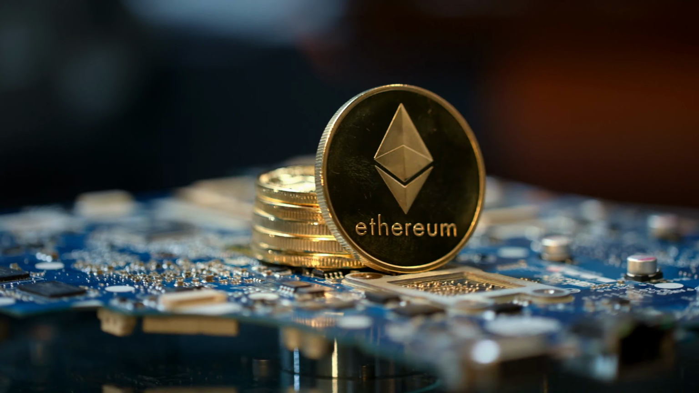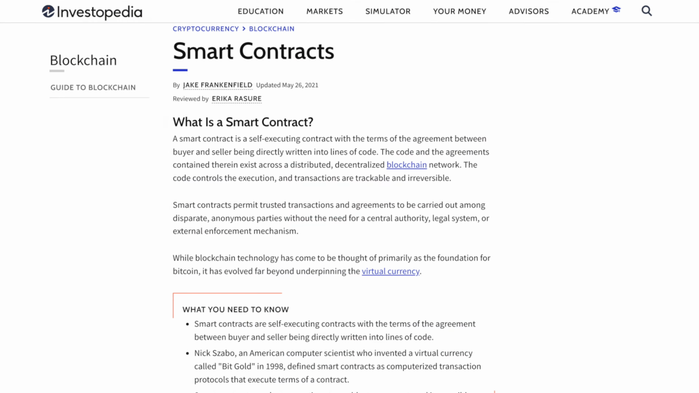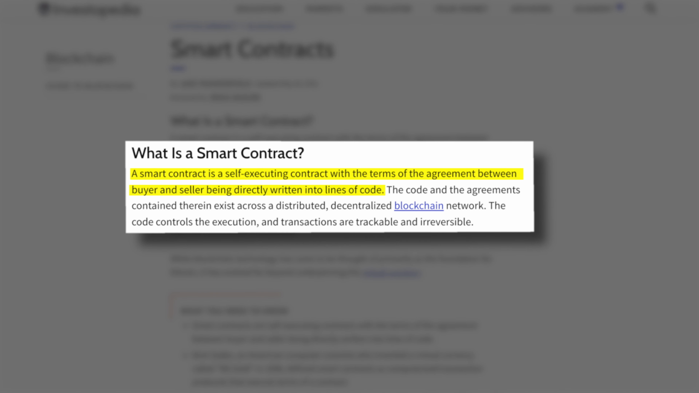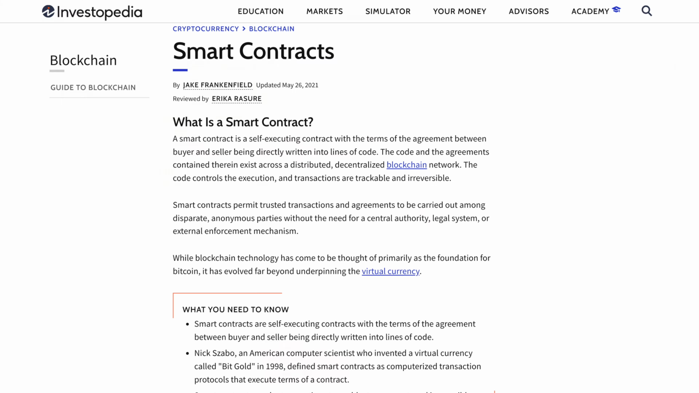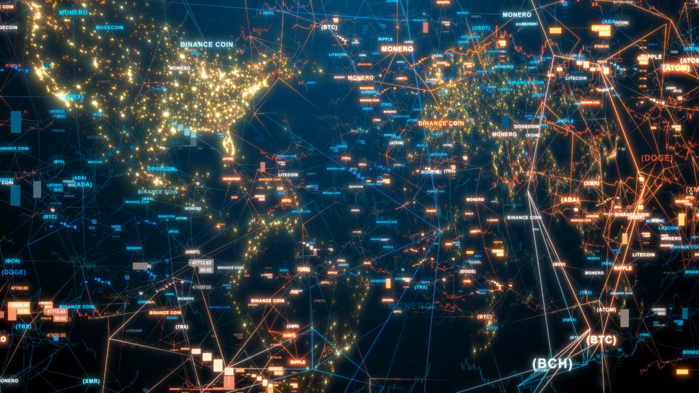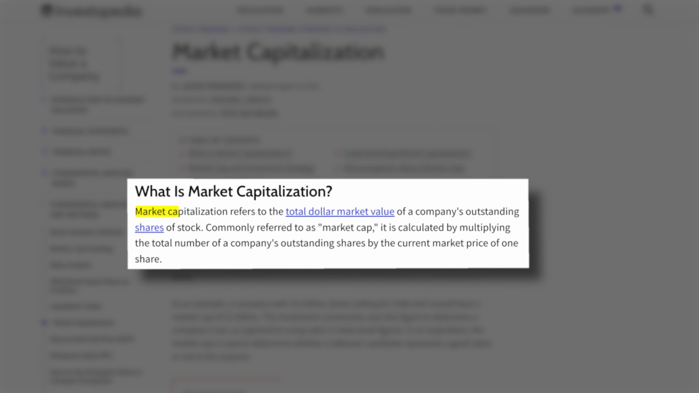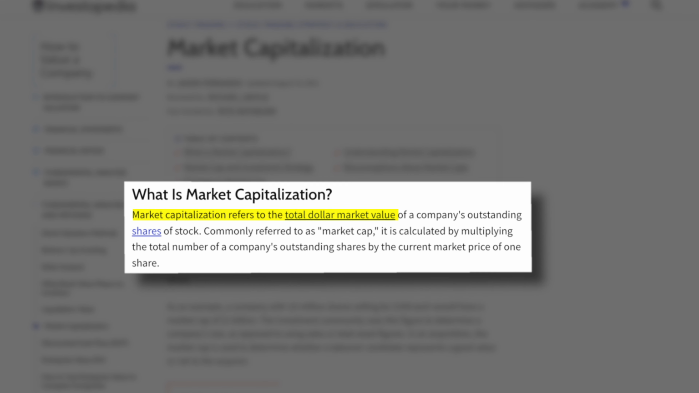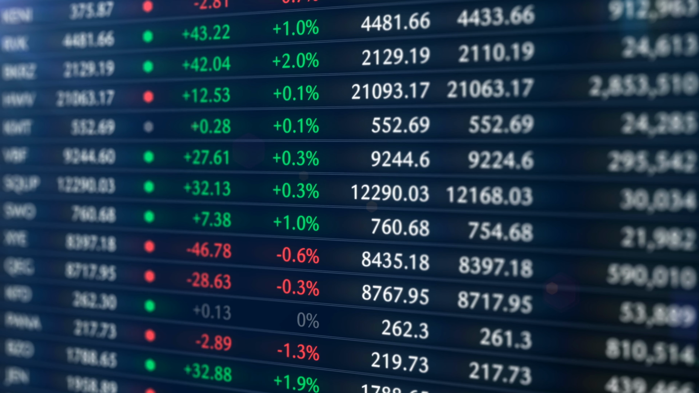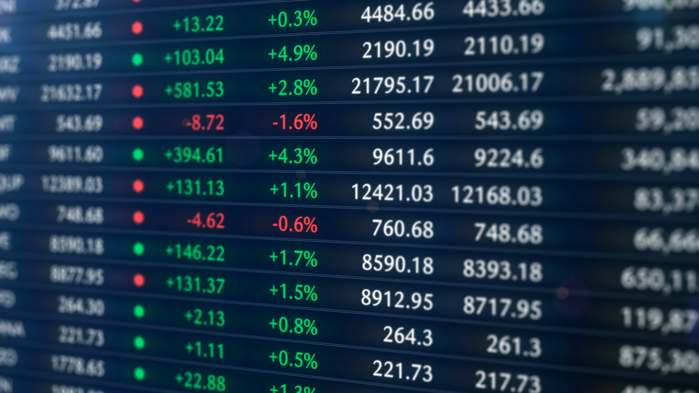A smart contract is really the core feature that makes Ethereum so great, and this is simply a digital legal contract, just like you would have in the physical world, but in this case, it exists and is verified by the network. Market cap is something that we've talked about before here on the channel, but this is simply the total value of all of the coins available in circulation, and market cap is extremely important because at the end of the day, the price of a coin is not nearly as relevant or important as the market cap or the total value of that entire currency.